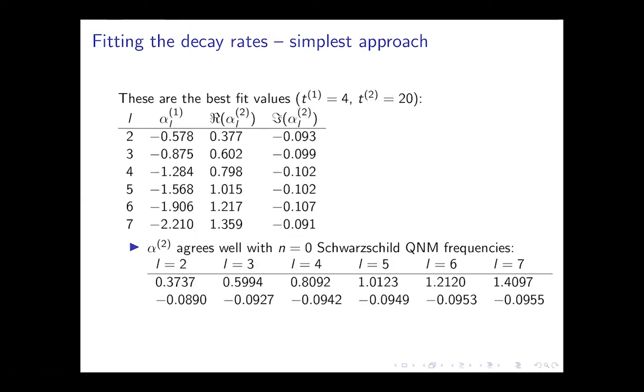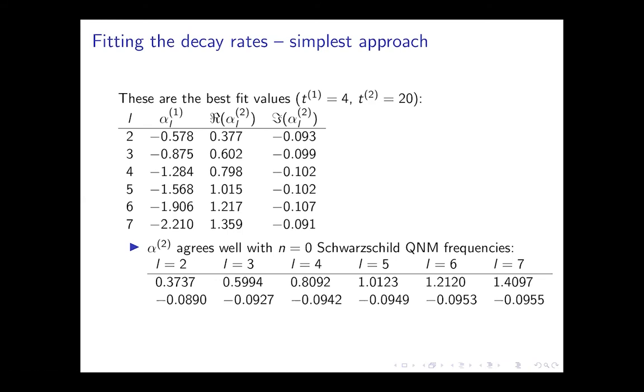Based on this, I want to estimate what the oscillation frequencies are at late times and at early times. Okay, so these are the values. In this table, the first column is the L mode. By the way, I should have said that in this case we have axisymmetry, so the M modes don't enter. I just have different L modes to consider here, from L going from 2 to 7.